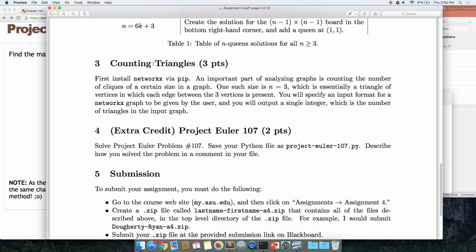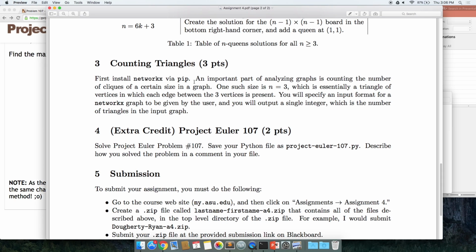For some number of vertices n, all possible edges exist between those vertices. Some applications require knowing the number of what are called triangles. So 3 vertices with 3 edges is a triangle.